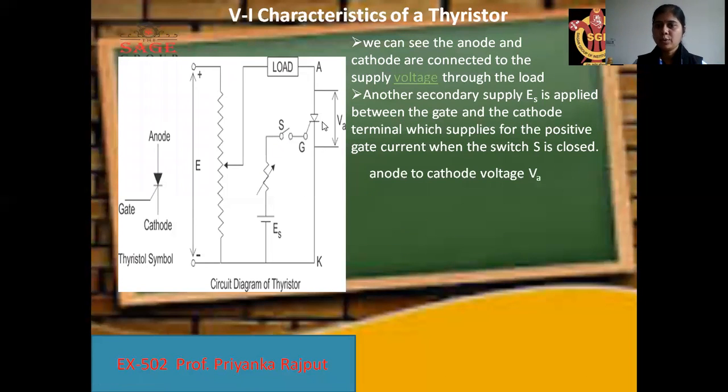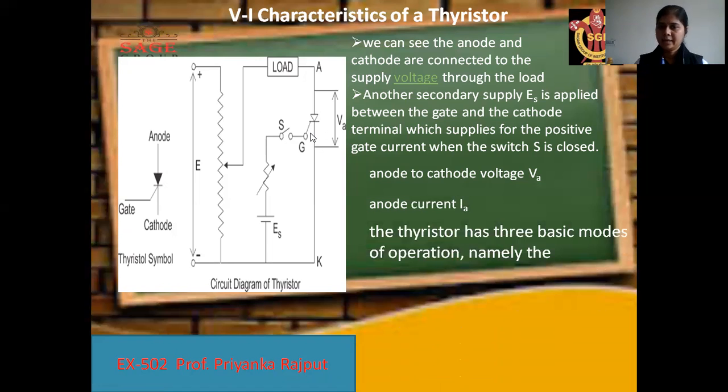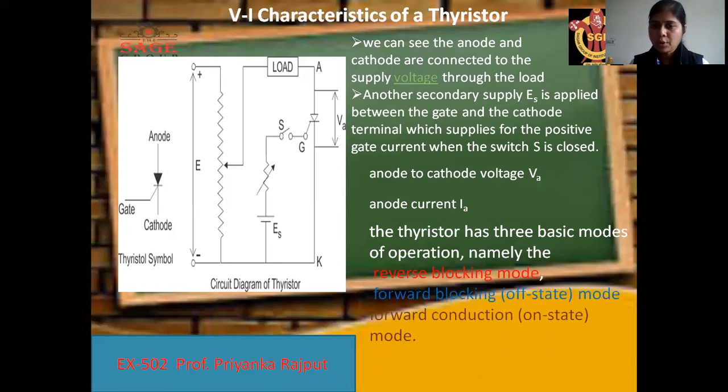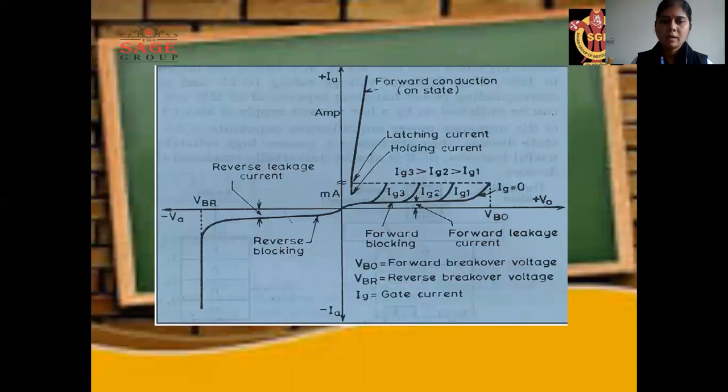Now, anode voltage is VA, anode current is IA, and the thyristor has 3 basic modes of operation, namely the reverse blocking mode, the forward blocking mode, and the third one, the forward conduction mode. This is the characteristics diagram which we will complete at the end of this topic. This is only the start. One by one, we will go through this diagram, and in the end we will complete it.